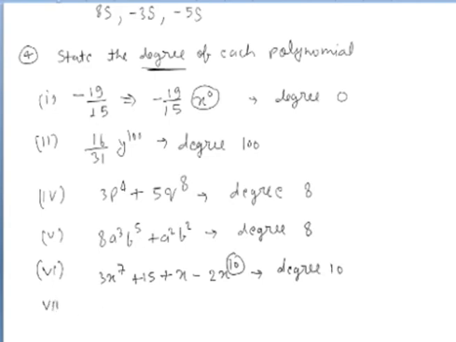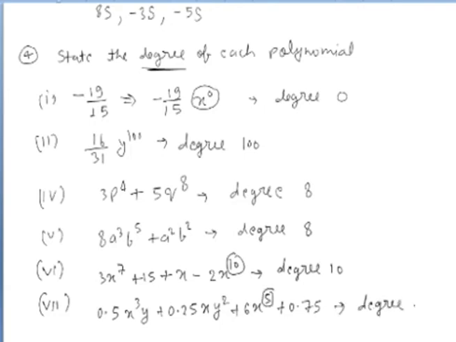And question number 7, 0.5 x cube y plus 0.25 x y square plus 6x to the power 5 plus 0.75. Just see carefully in this term: here 3 plus 1 is 4, here 2 plus 1 is 3, but here the maximum is 5, so the degree is 5. Okay, so in this way we have to find the degrees.